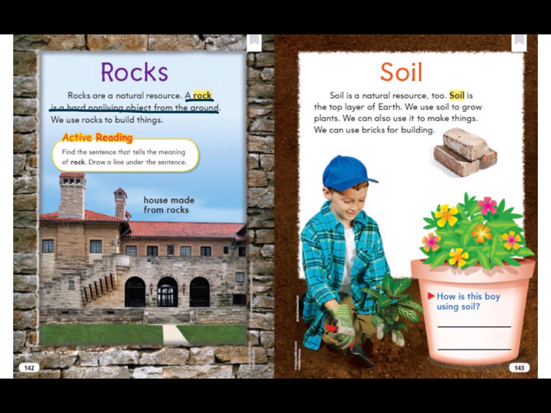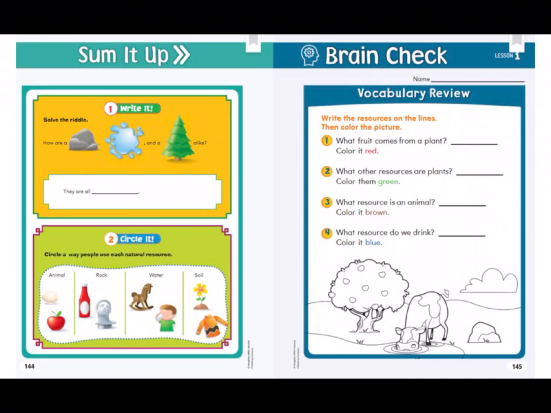Soil. Soil is a natural resource, too. Soil is the top layer of Earth. We use soil to grow plants. We can also use it to make things. We can use bricks for building. So how is this boy using soil? He is using soil to grow a plant.